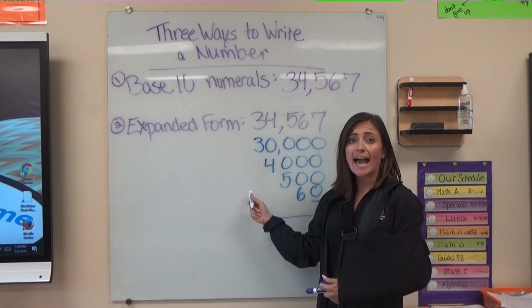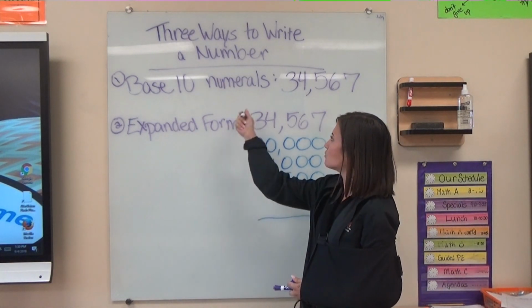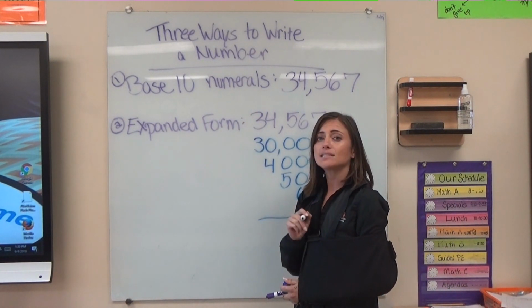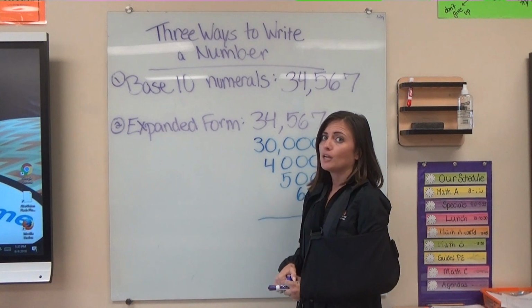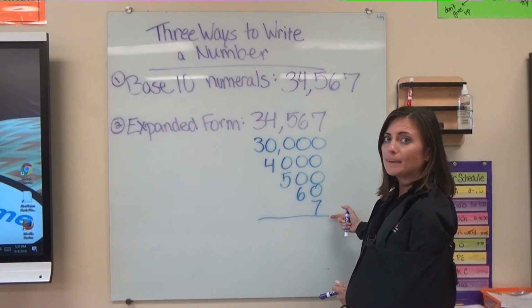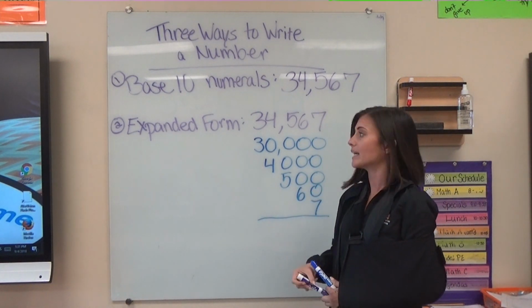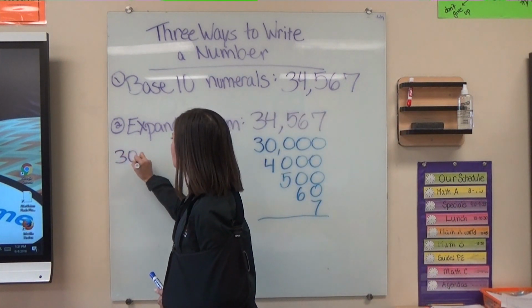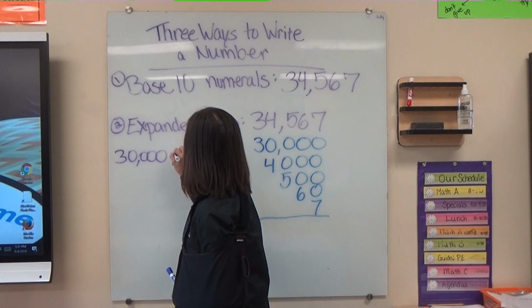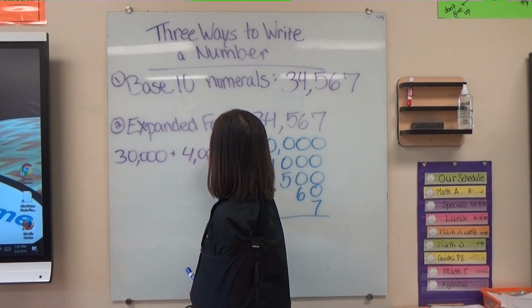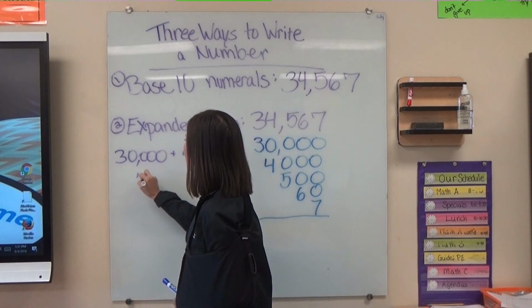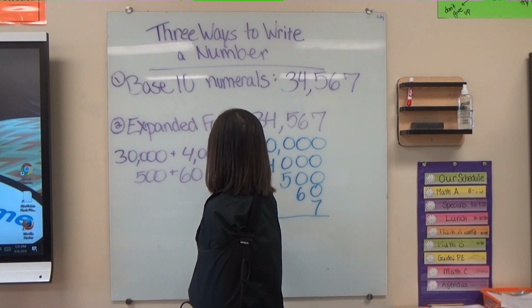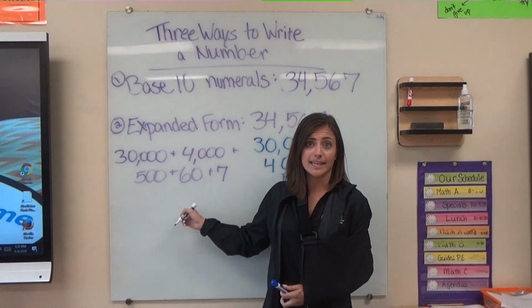Now, if I were to add these all up, it would bring me back to my original base 10 numeral. So I know I did it the right way, but they asked for my answer in expanded form. So now that I've split it all up based on the place values, I write my answer like this. 30,000 plus 4,000 plus 500 plus 60 plus 7. And that would be my final answer.